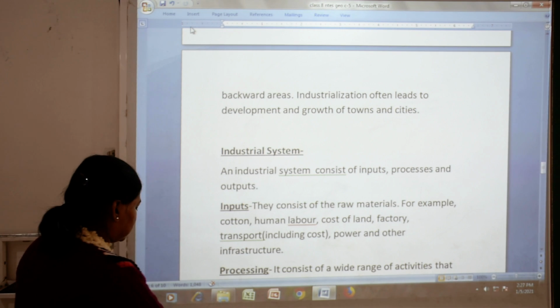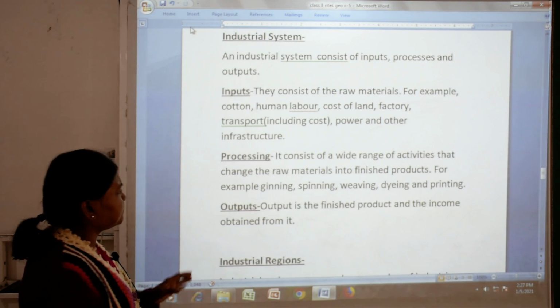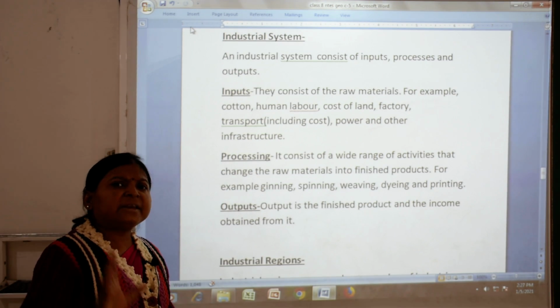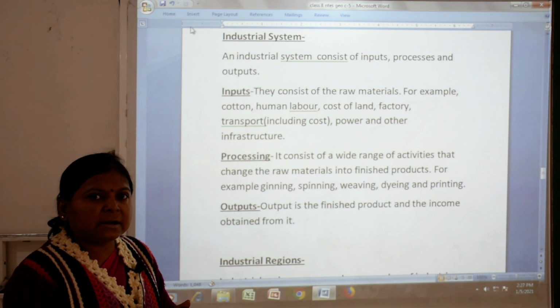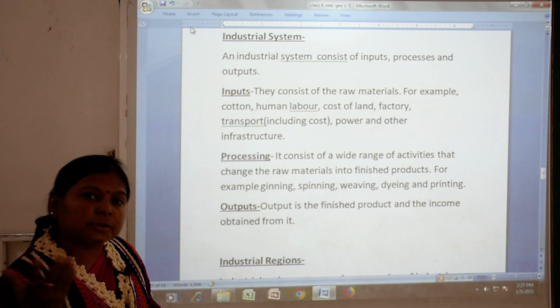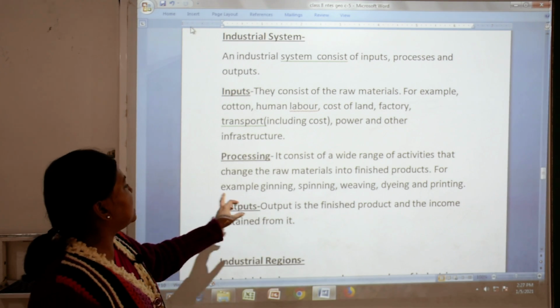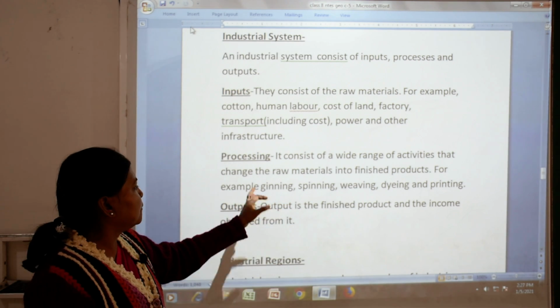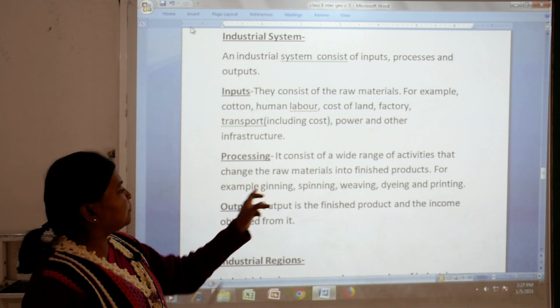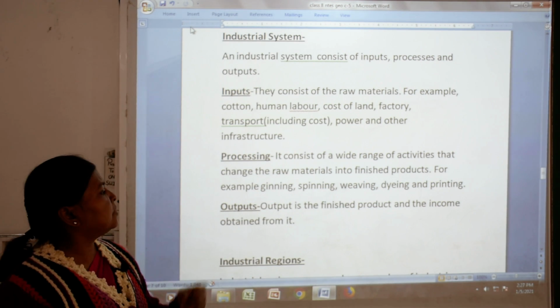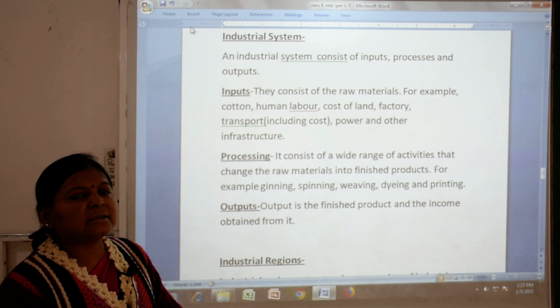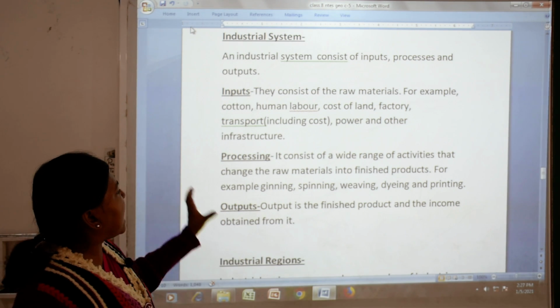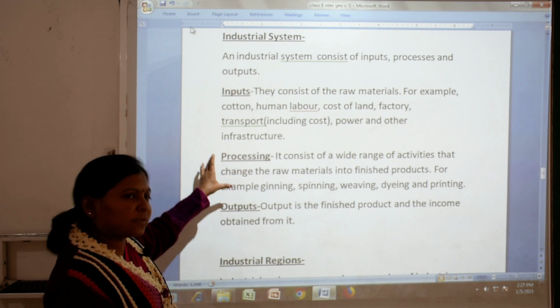The second one is processing. Processes consist of a wide range of activities, like changing the raw material into the final finished products. For example, ginning for the cotton. First we do the ginning, second the spinning, third there will be weaving, fourth there will be dyeing, and in the last it will be printing. So that becomes the processing.